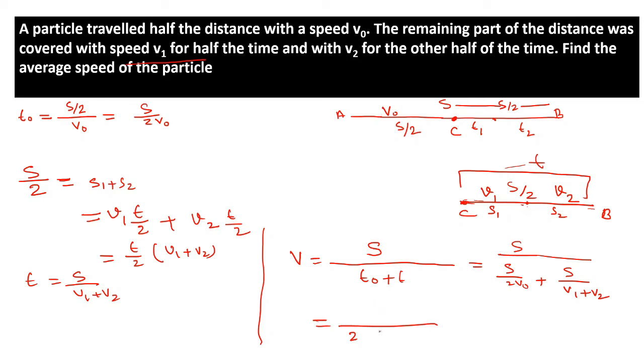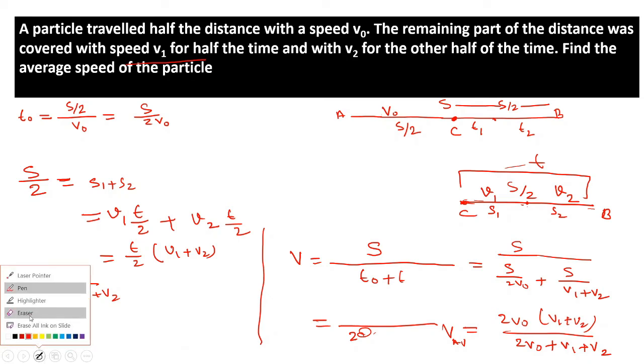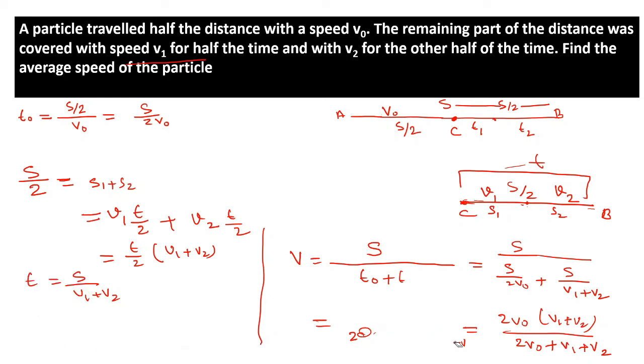So the answer will be 2 into... If you solve the LCM, the answer will be 2 V naught into (V1 plus V2) by (2 V naught plus V1 plus V2). That will be the average speed. Okay guys, is that clear to all of you? Yes or no? Just try to understand.